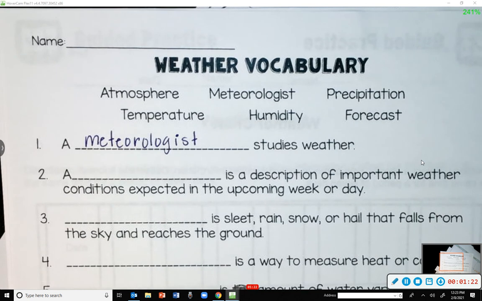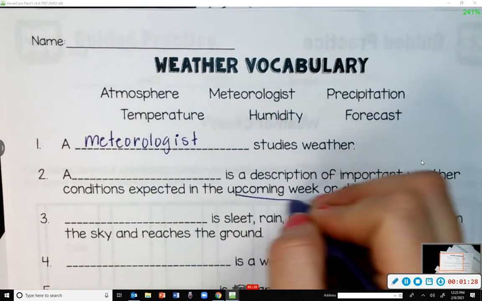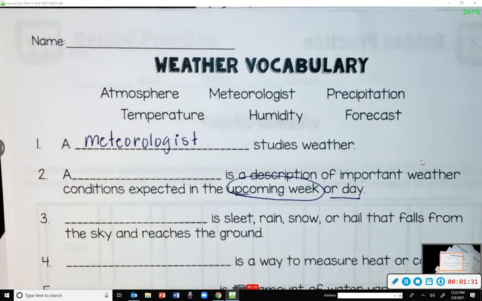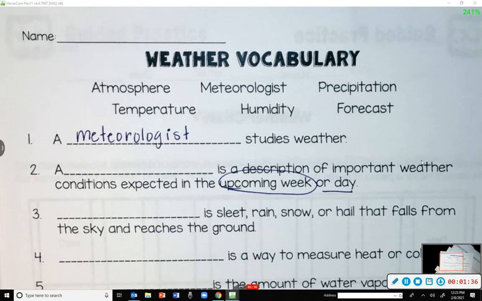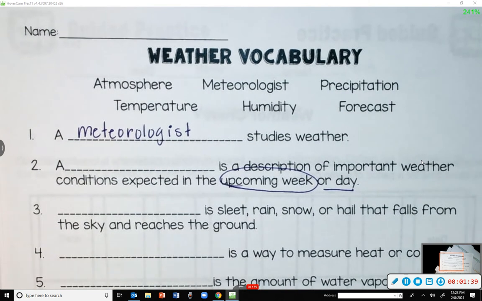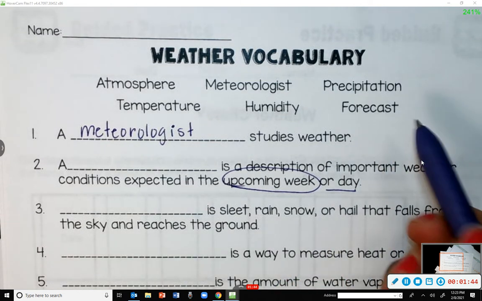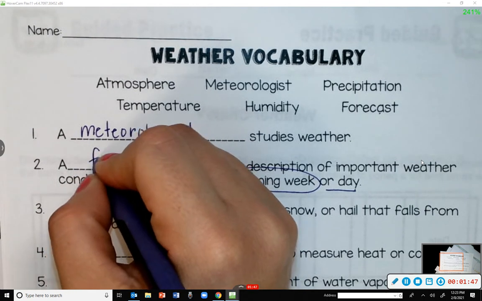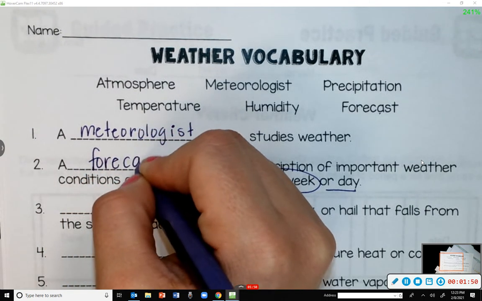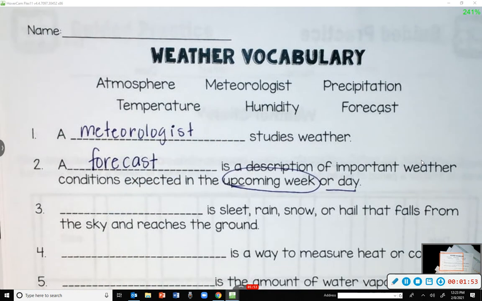Okay. A blank is a description of important weather conditions expected in the upcoming week or day. Upcoming week, meaning it hasn't happened yet, but they can give you a prediction. And that's called a, anybody know? The meteorologist gives us a forecast of the upcoming week. So the forecast means it's the description of the weather that's expected in the upcoming week or day.